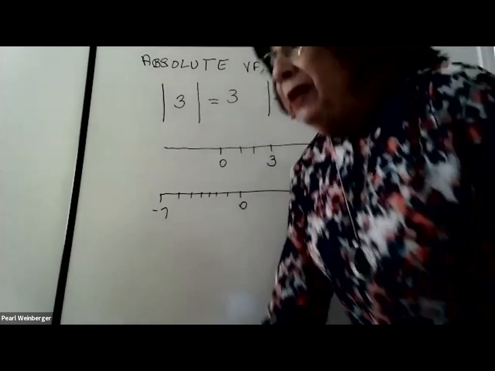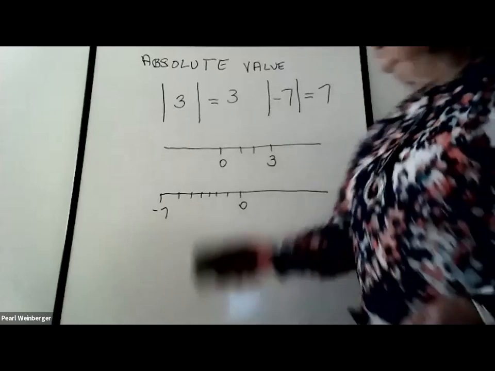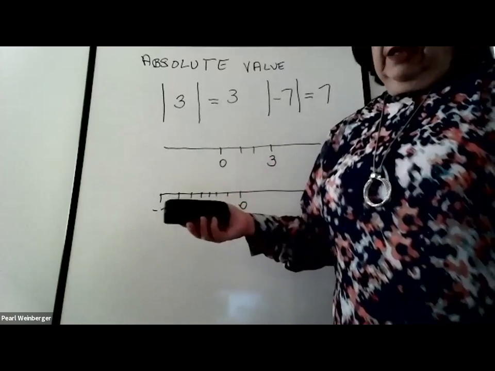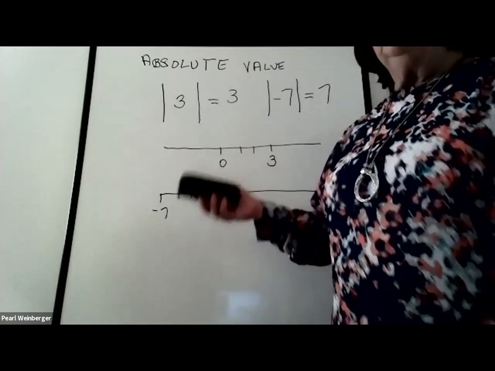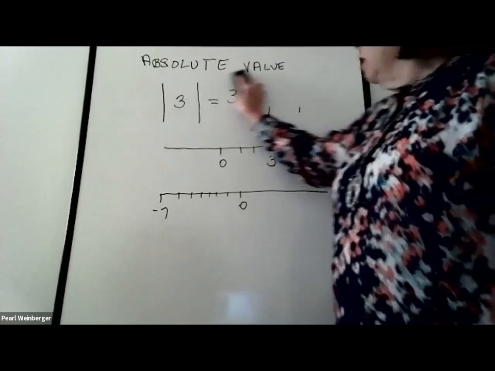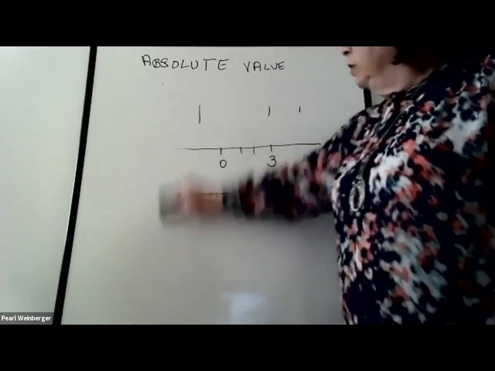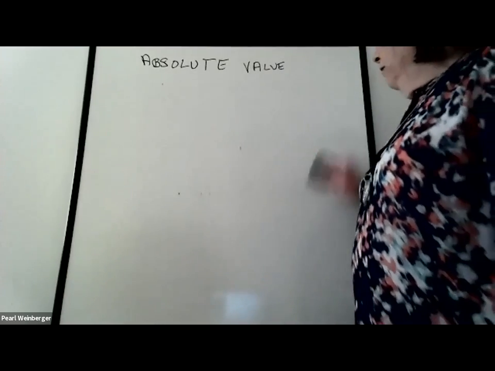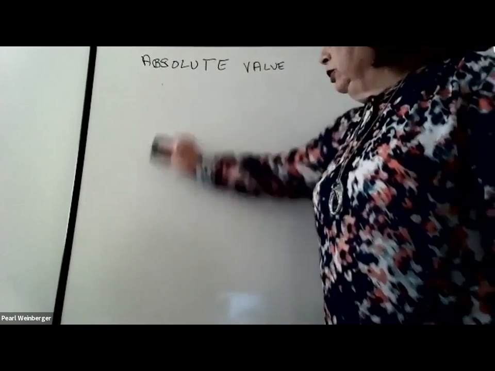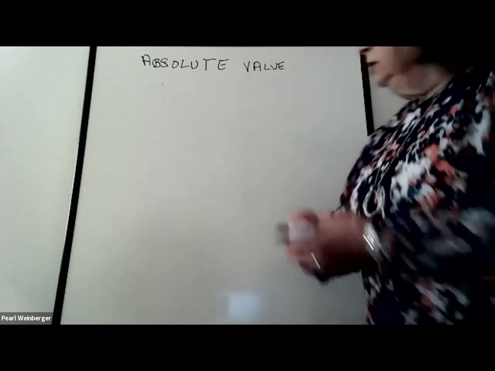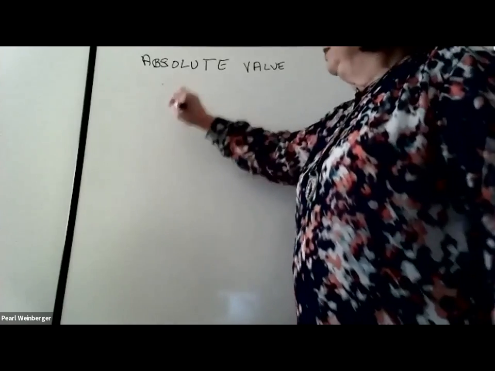So you know about absolute value from before. What I'm going to show you is what happens to an example where you have an equation and it has an absolute value in it. So I'm going to take a very simple equation, and from that very simple equation, I'm going to then go to something that's a little bit more difficult.